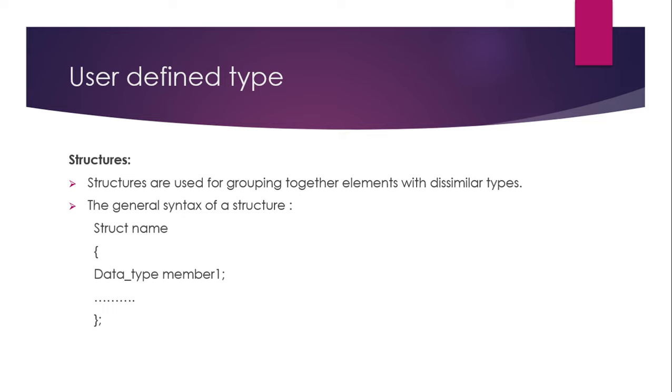Some of the structures. Why are we using structures? In structures, we can group elements of dissimilar types. It need not be the same type of data or values. Dissimilar types can be used in these structures. The general syntax is struct and name, and inside the braces we have the data type and member one. Many members can be used in this type.